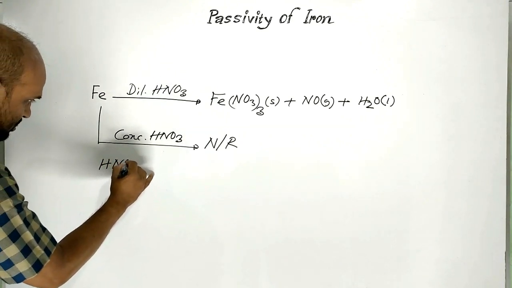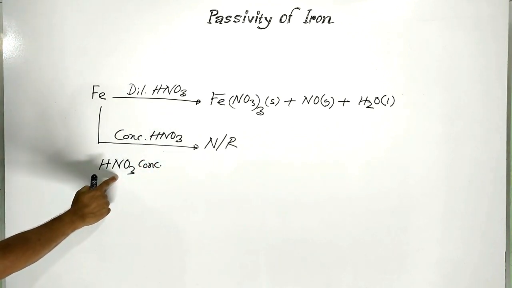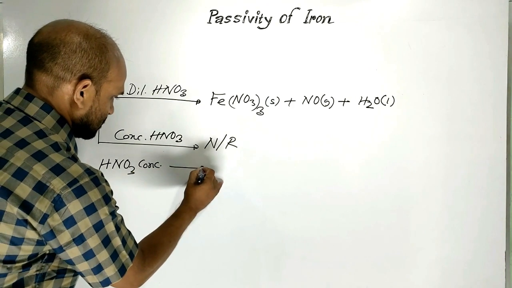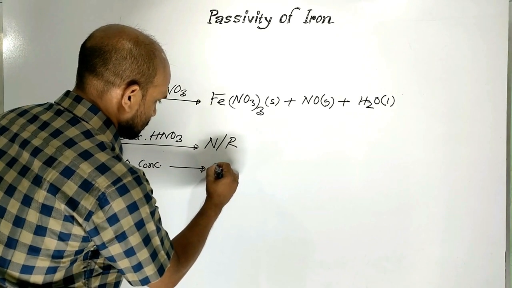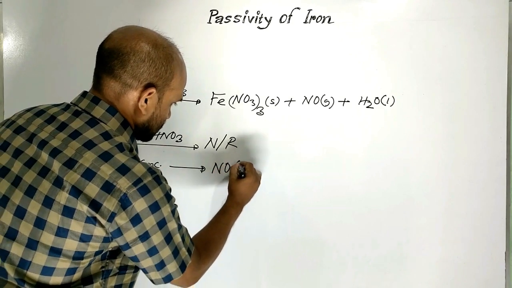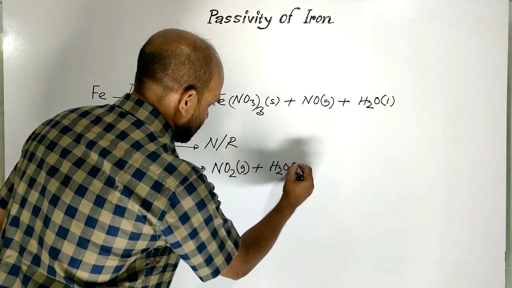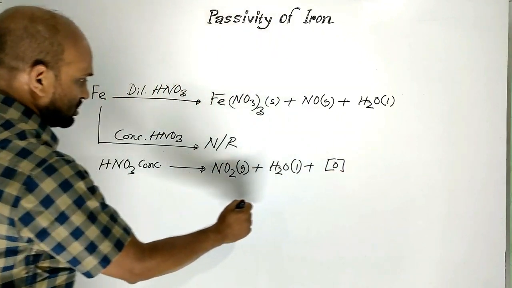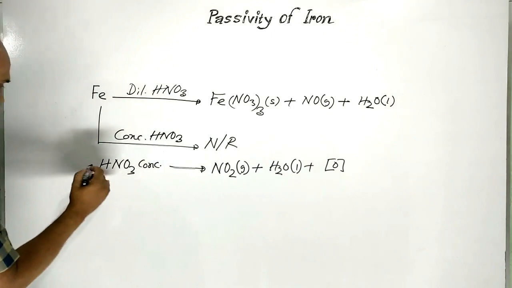Concentrated nitric acid is not only an acid but also a powerful, strong oxidizing agent. Concentrated nitric acid dissociates to nitrogen dioxide, water, and nascent oxygen.